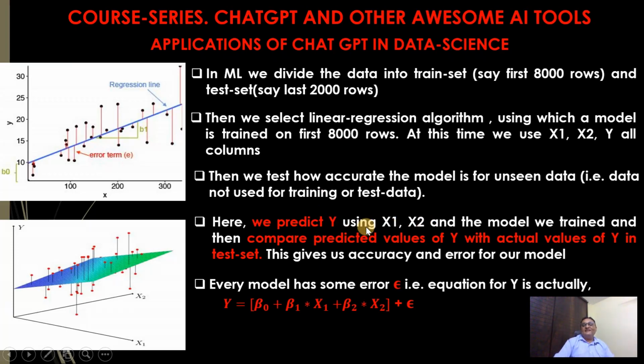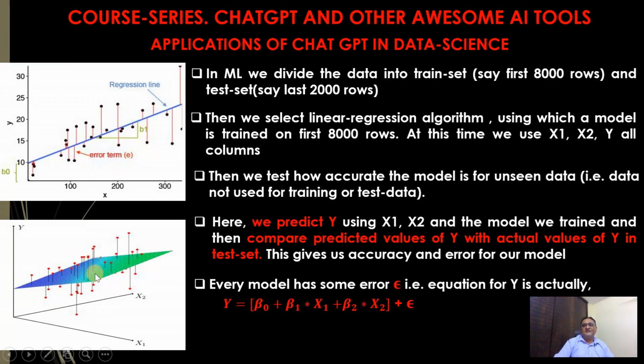And then we already have the actual values of y for all 10,000 observations. So we compare the prediction and the actual value. As I said here, these red colored dots are the actual values, and the blue, anything on this plane, are the predicted values. So when we compare them, we find the difference between them. That is called the error term.